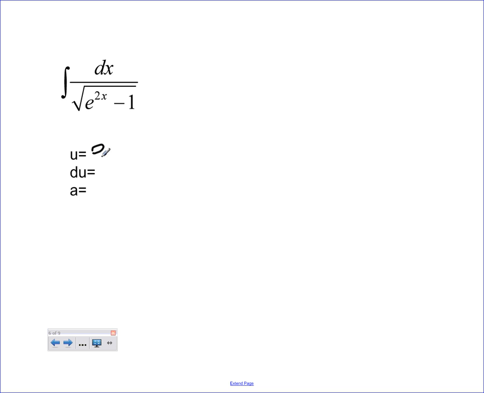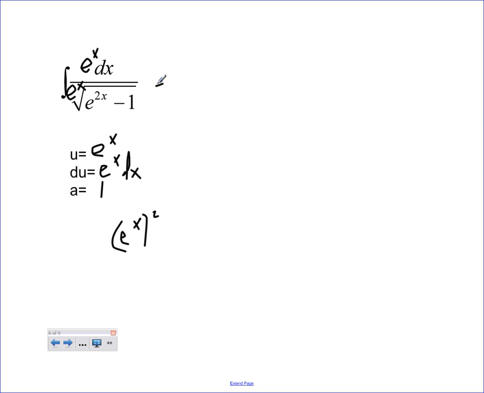U is e to the x, okay? Because remember, e to the x squared is e to the 2x. Du then is going to be e to the x dx. And a, by the way, is 1, so that's good. All right, so I don't have e to the x dx, so I'm going to make it e to the x dx. Can I do that? I can, if at the same time I get rid of it by the bottom. So e to the x divided by e to the x within the integral is perfectly legitimate because I haven't changed anything.